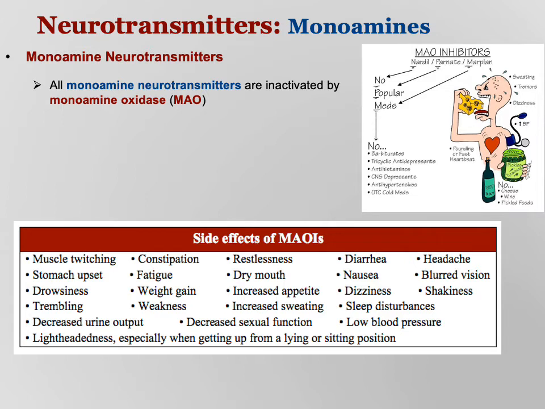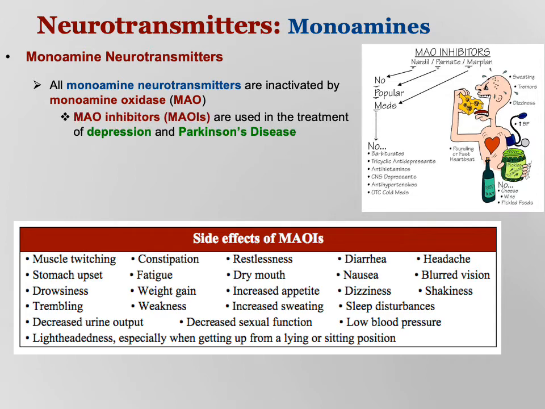All the monoamine neurotransmitters are inactivated by monoamine oxidase. Remember, with acetylcholine, we saw acetylcholinesterase. For the amino acid neurotransmitters, glutamate, aspartate, glycine, and GABA, those were all reuptake, in many cases glial cell reuptake. Now we're looking again at enzymes that inactivate, just like acetylcholinesterase and acetylcholine. So all the monoamines are inactivated by monoamine oxidase. That means epinephrine, norepinephrine, dopamine, serotonin, melatonin, and histamine are all inactivated by MAO.